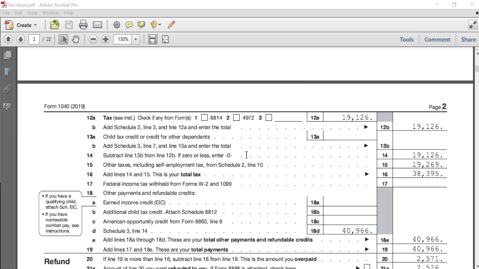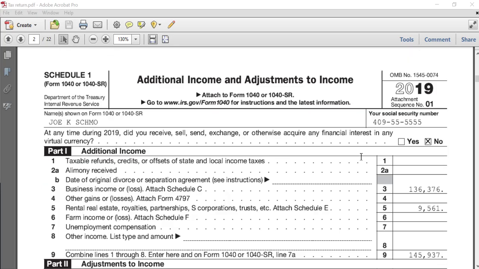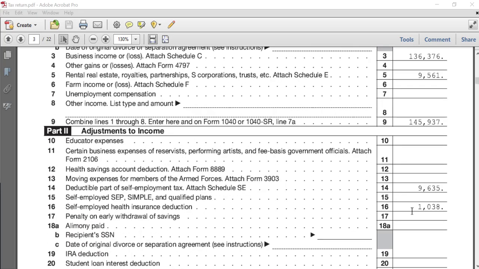And as a self-employed person, he does have some benefits. One benefit of which is the self-employed health insurance deduction. He pays health insurance as a self-employed person, so he gets that as a deduction. And we'll see that in another calculation coming up.